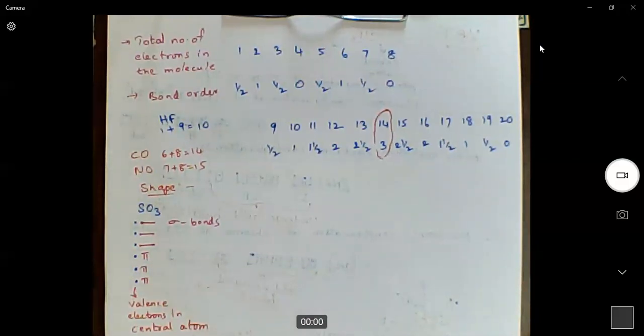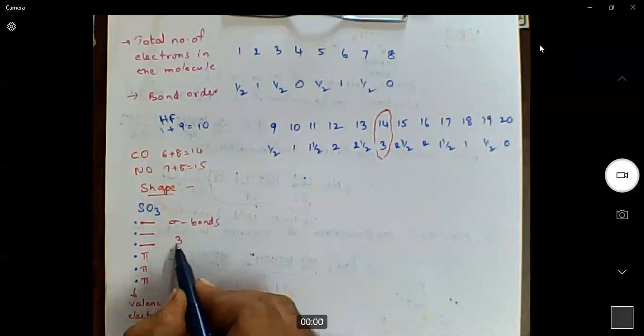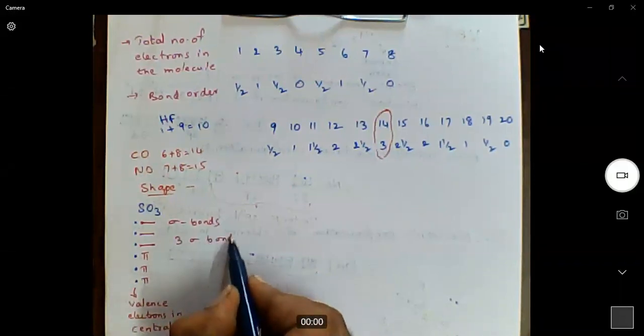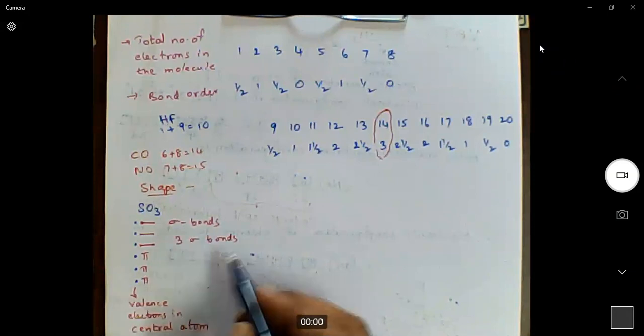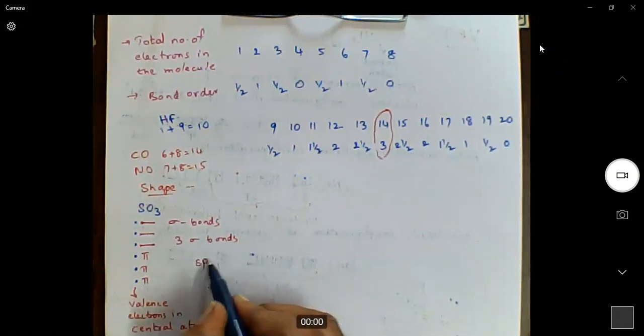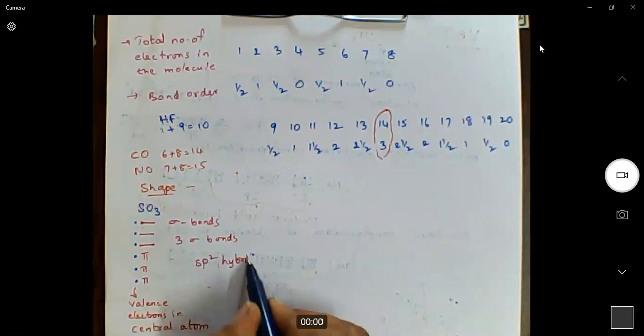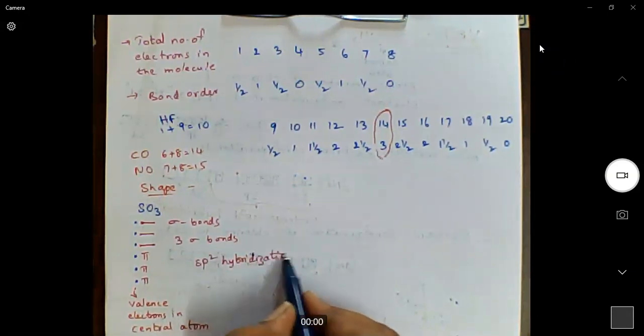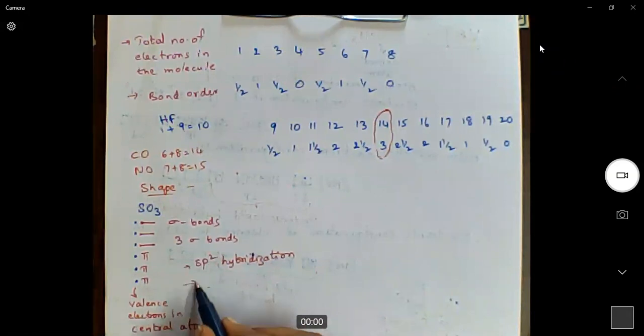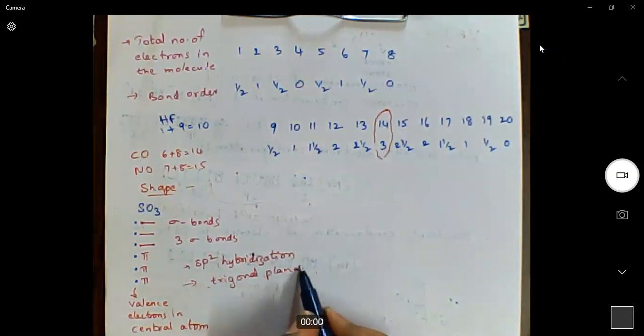Now, in order to calculate the total number of bonds, we consider only sigma bonds and lone pairs. We don't consider pi bonds. So here we have three sigma bonds, so it has three bonds. Three bonds means sp2 hybridization. Sp2 hybridization shape is trigonal planar. So the shape of the molecule is trigonal planar.